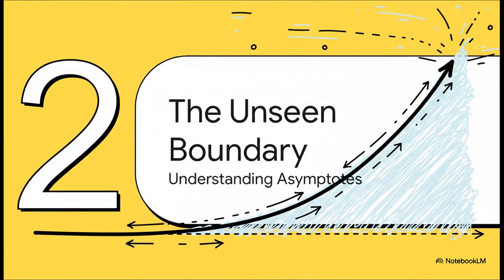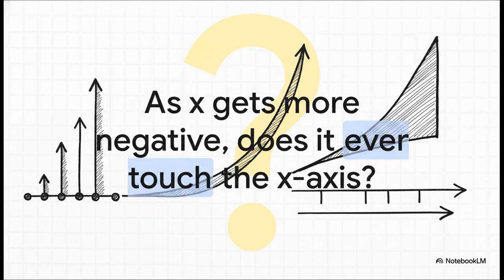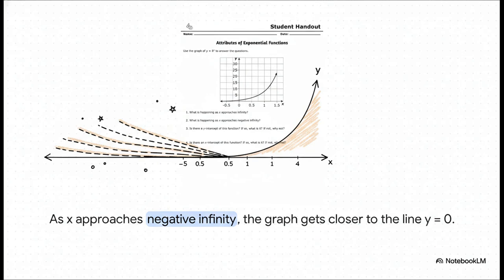And that brings us to a really cool idea. This concept of an invisible boundary line that our graph gets closer and closer to, but just never crosses. This is what we call an asymptote. So take a close look at the left side of this graph. What do you see happening? As we trace the curve and the x values get smaller and smaller, -5, -10, -100, what happens to the height of that curve? This shows it perfectly. The farther left we go, out towards -infinity, the flatter that curve gets. It snuggles right up to the line where y equals 0, which is just the x-axis, but it never actually makes contact. It's always just a tiny bit above it.